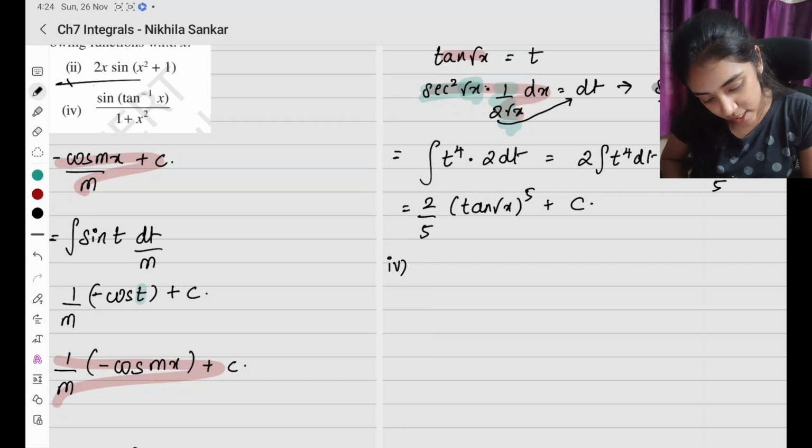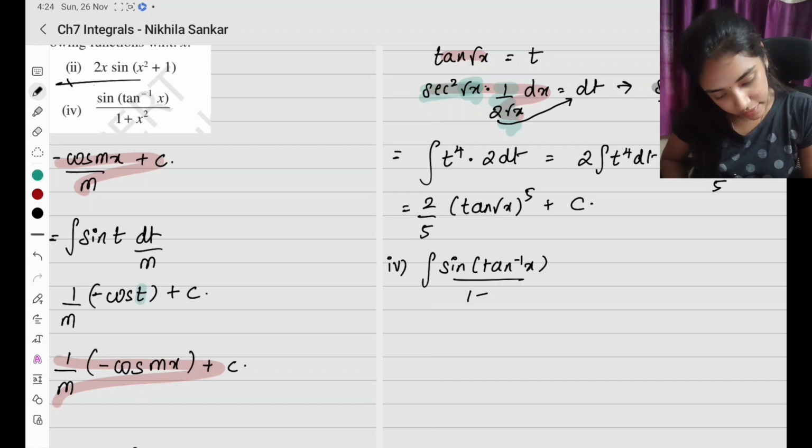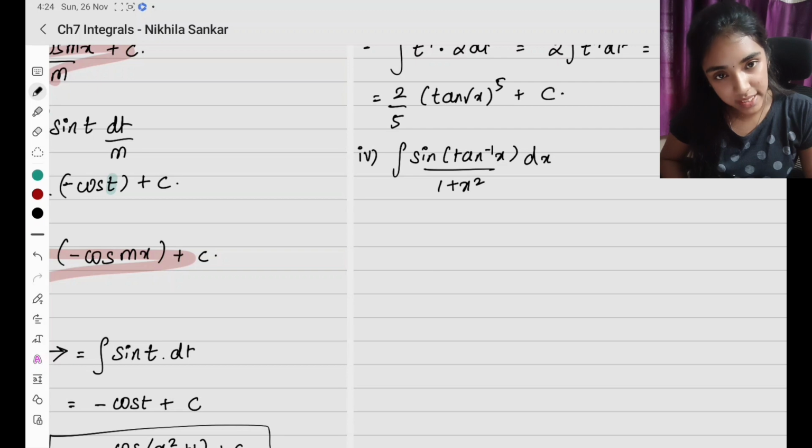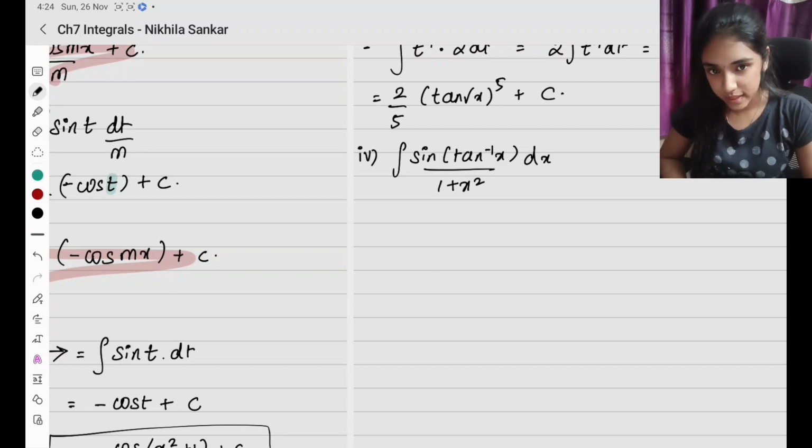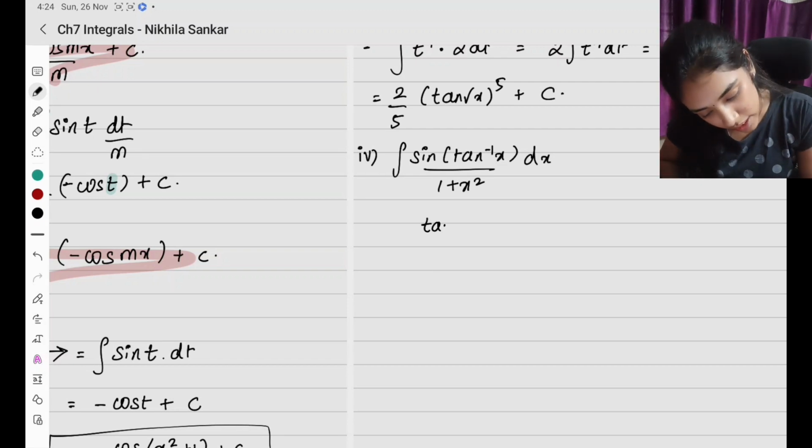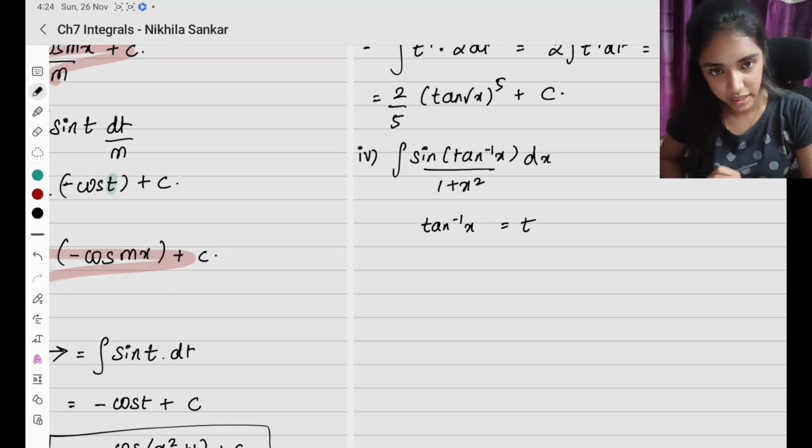So, this will be even easier, look. You see, there is sine tan inverse of x divided by 1 plus x square times dx. Now what substitution am I going to make? Tan inverse is visible, 1 plus x square is visible. So I am going to use that. I am going to put tan inverse of x equals t.